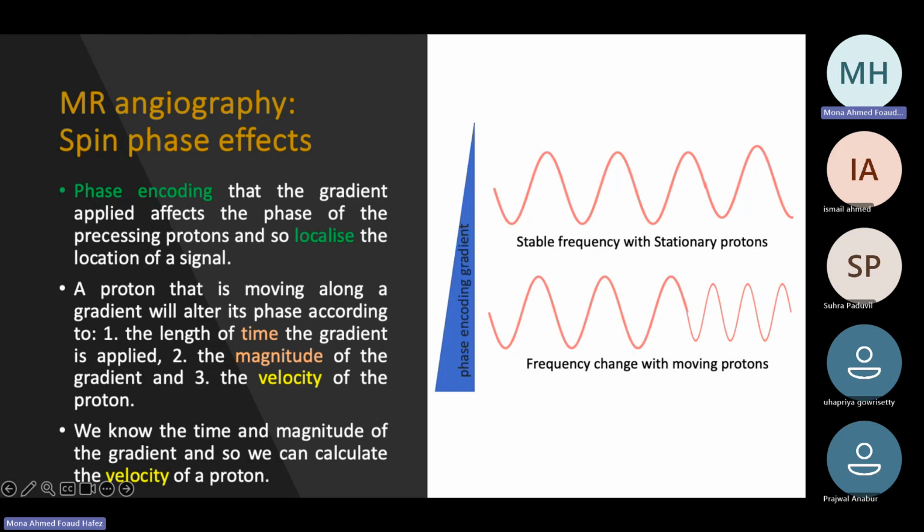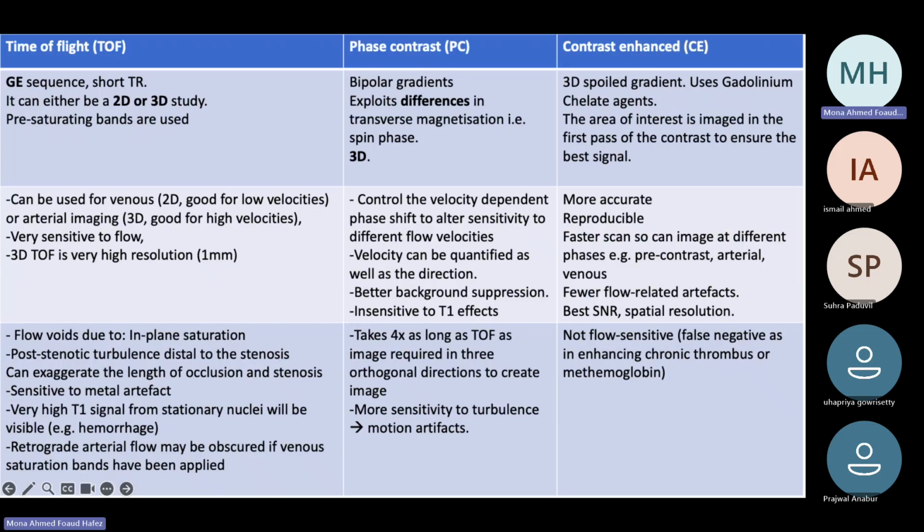Okay. Stationary protons, their frequency will be stable. However, moving protons, as the proton moves along the gradient, the frequency increases, resulting in an increase in phase. These are the three main components used for MR angiography.